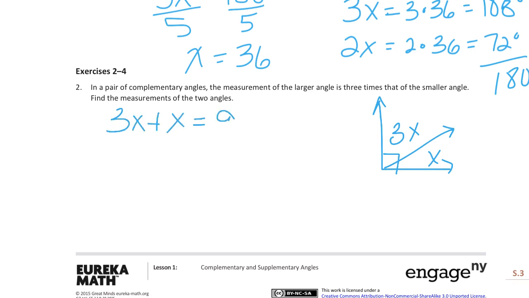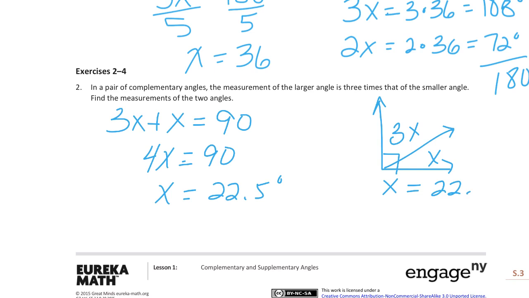So 3x plus x equals 90. 4x equals 90. So x equals 22 and 5/10 degrees. So angle x is 22 and 5/10 degrees, and the larger angle, 3x, is 3 times 22 and 5/10, and so that gives us 67 and 5/10 degrees.